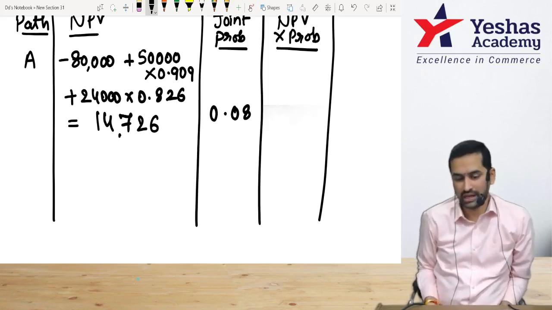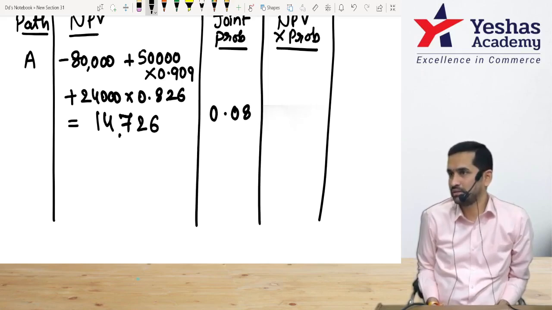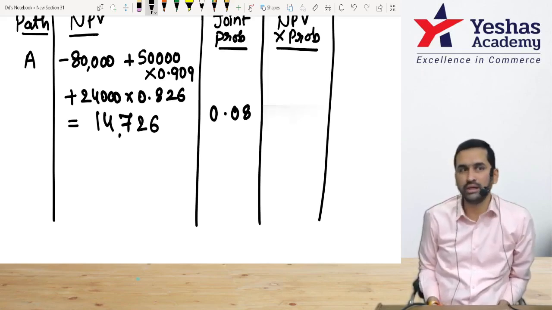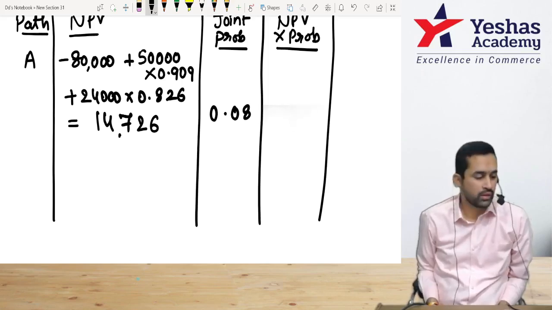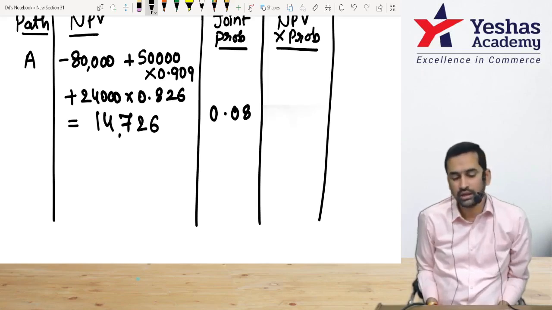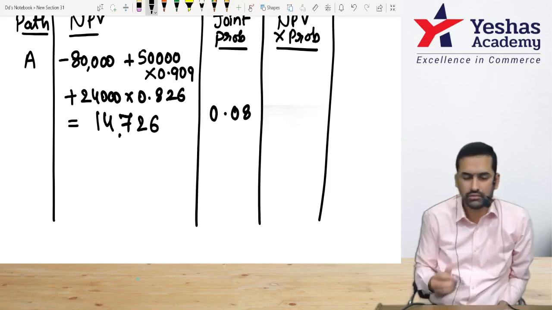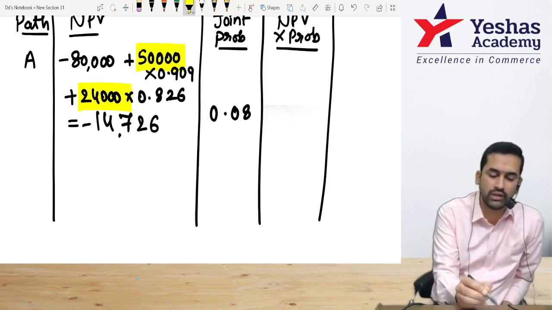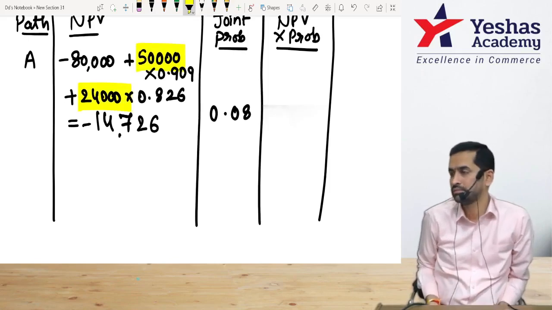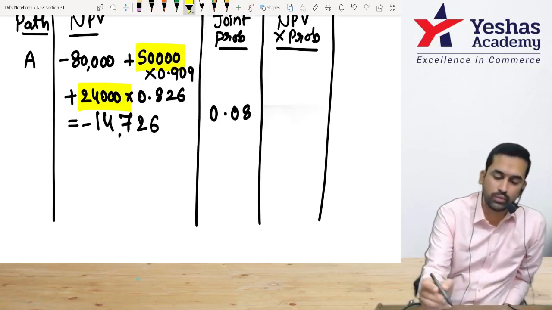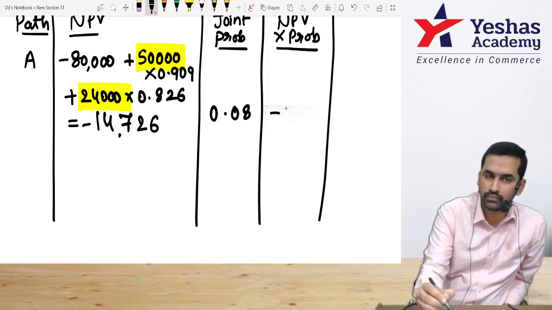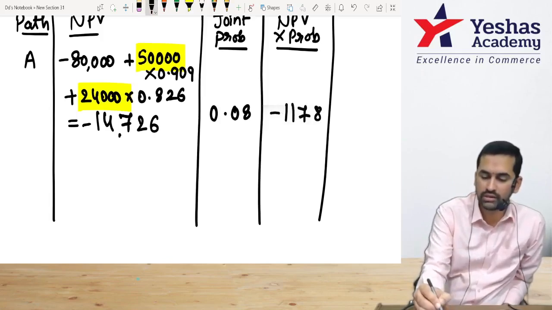But what is the chance that path A will become a reality? Only 8%. That is your joint probability, 0.08. Yes, this should be minus, I think. Because these are small numbers, right? 50, 20. Without discounting itself, I mean minus. Therefore, this into 0.08. Anyone? 1178 I can take.